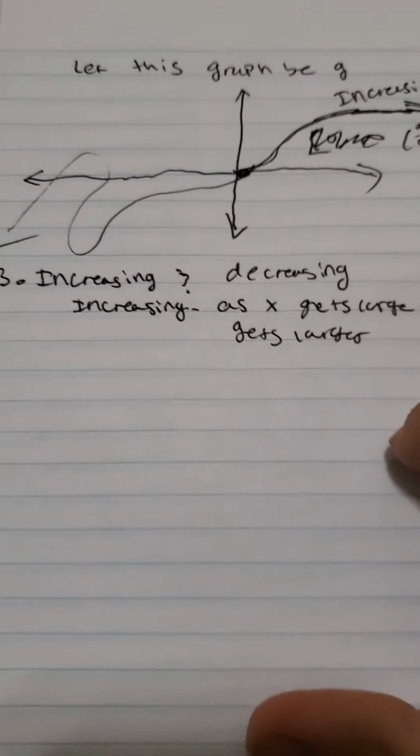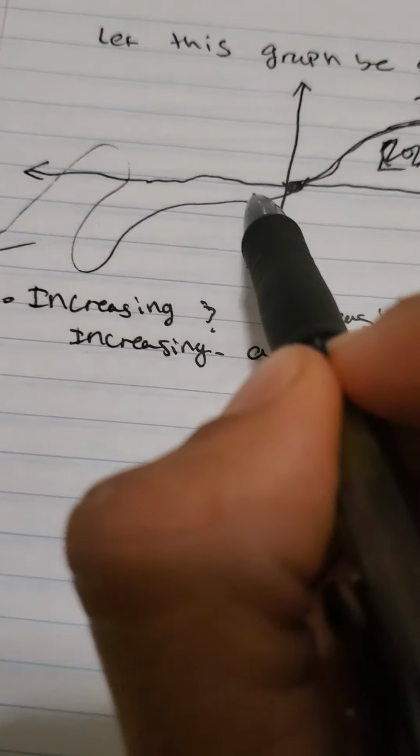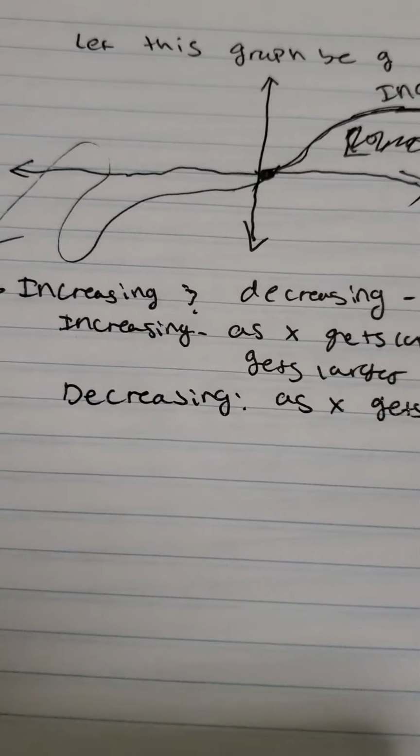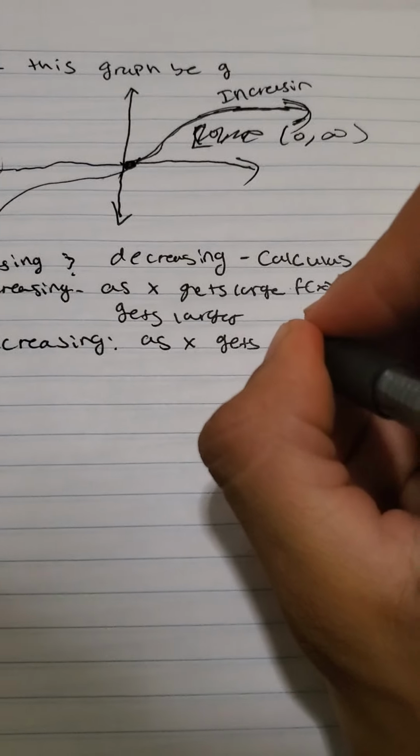And this is a calculus concept. We spend quite a bit of time talking about this using applications of derivatives, in the first derivative tests, second derivative tests, and so on and so forth, and the extrema tests. Then we also have decreasing. So as x gets larger, f of x gets bigger.